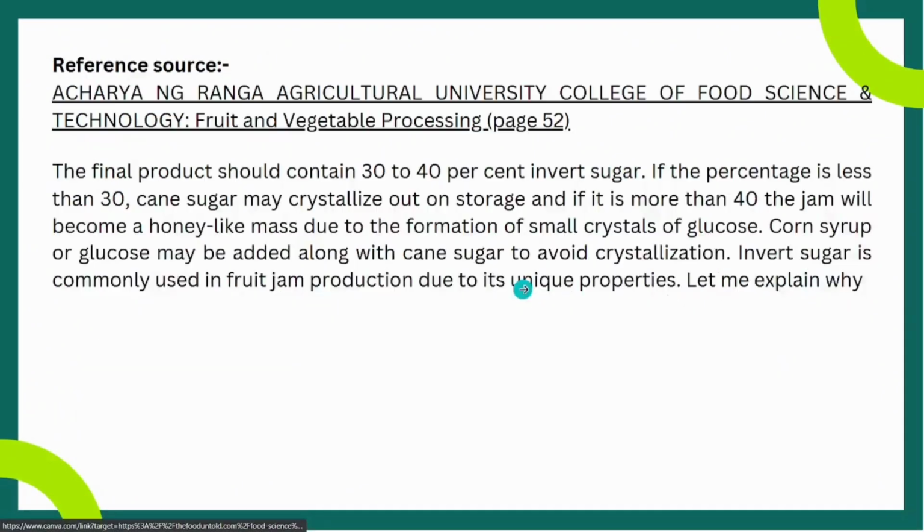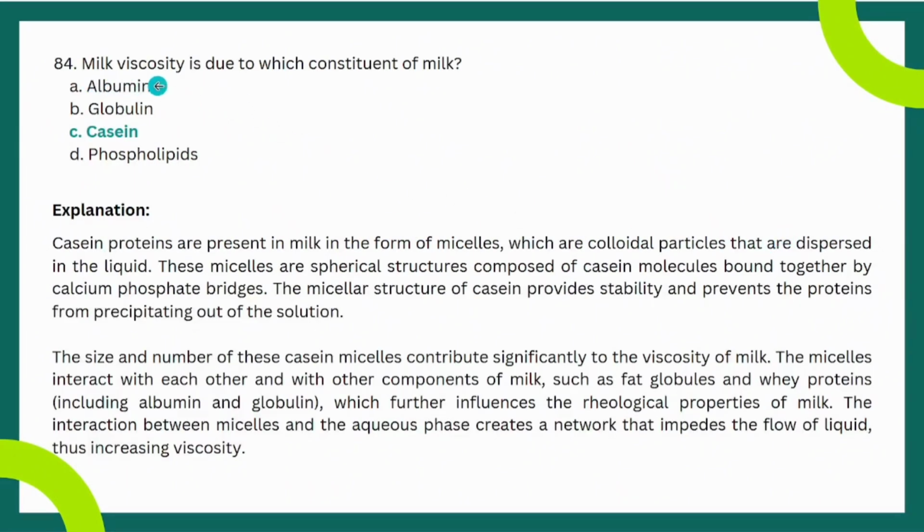For this question, the reference source is taken from Acharya N.G. Ranga Agricultural University, Food Science and Technology, Fruits and Vegetable Processing, page number 52. It says the final product should contain 30 to 40% invert sugar. If the percentage is less than 30, the cane sugar may crystallize out on storage, and if it is more than 40, even up to 50, the jam will become a honey-like mass due to the formation of small crystals of glucose.